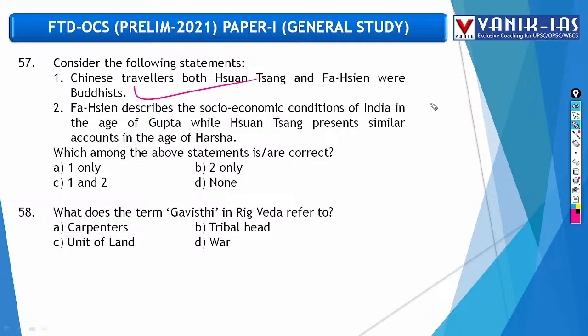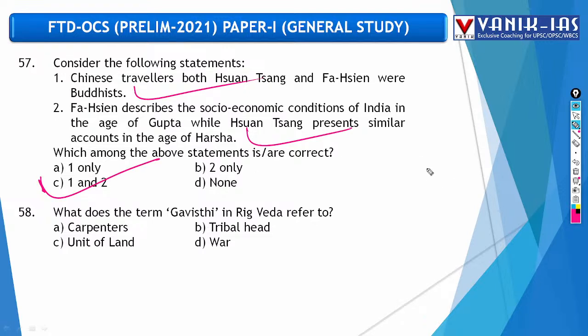Right? Who was a preacher of Mahayana Buddhism. So both the statements are right regarding Faxian. So both 1 and 2 are right.